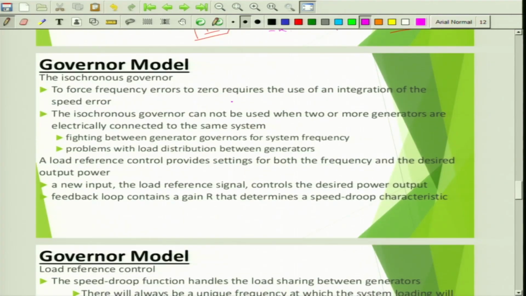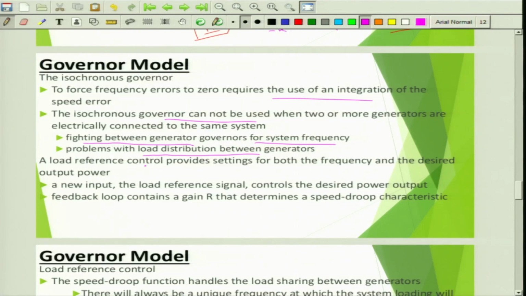So to force frequency error to 0 requires the use of an integration that we have discussed. The isochronous governor cannot be used when two or more generators are electrically connected to the same system. What will happen is there is a fighting between generator governors for system frequency. Everyone wants to pull actually. So this will lead to system instability and problems with load distribution between generators, and also you are not judiciously distributing the change in load among different generators. So these are the two issues.